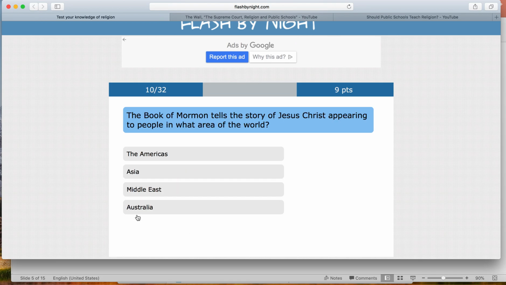All right, next question. The Book of Mormon tells the story of Jesus appearing to people in what area of the world? So in the Book of Mormon, did Jesus appear to people in the Americas, Asia, the Middle East, or Australia? If you selected the Americas, you are correct.